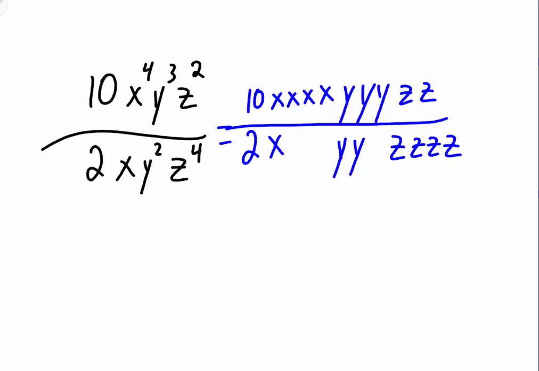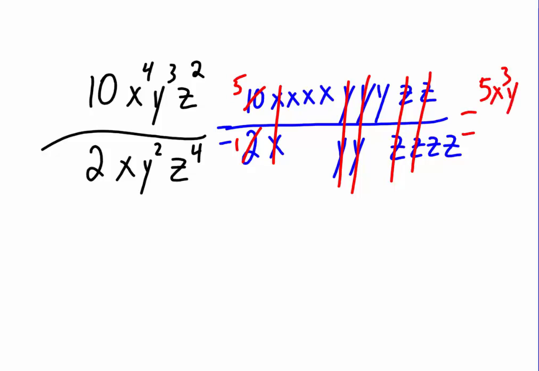So now I can start canceling. Let's see, a 2 goes into both of these. 2 goes into 10 5 times. 2 goes into 2 once. I can cancel one x, I can cancel two of these y's, and I can cancel two of the z's. What's left over on the top? 5 and x to the third, one of the y's. Let's see, the z's are all gone off the top. And on the bottom, there's just a 1 and two of the z's. And that is it. So it's pretty easy to do, especially if we write it all out.